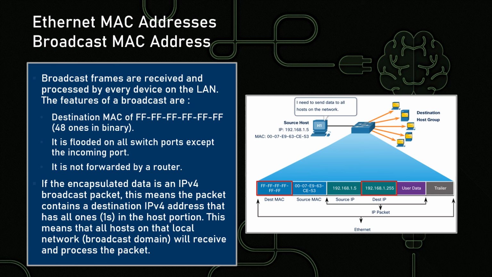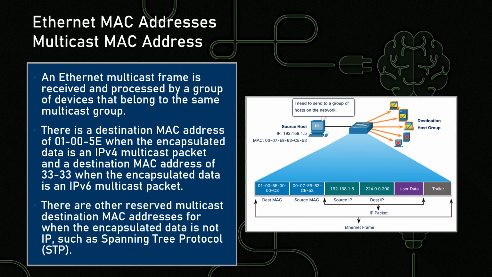If the encapsulated data is an IPv4 broadcast packet, this means the packet contains a destination address that is all ones. So that means all hosts, which will match the subnet mask, and therefore the host and destination IDs, will receive and broadcast the packet. A multicast frame, which again is a select set of subscribers, is going to have a destination MAC address of 01005E.